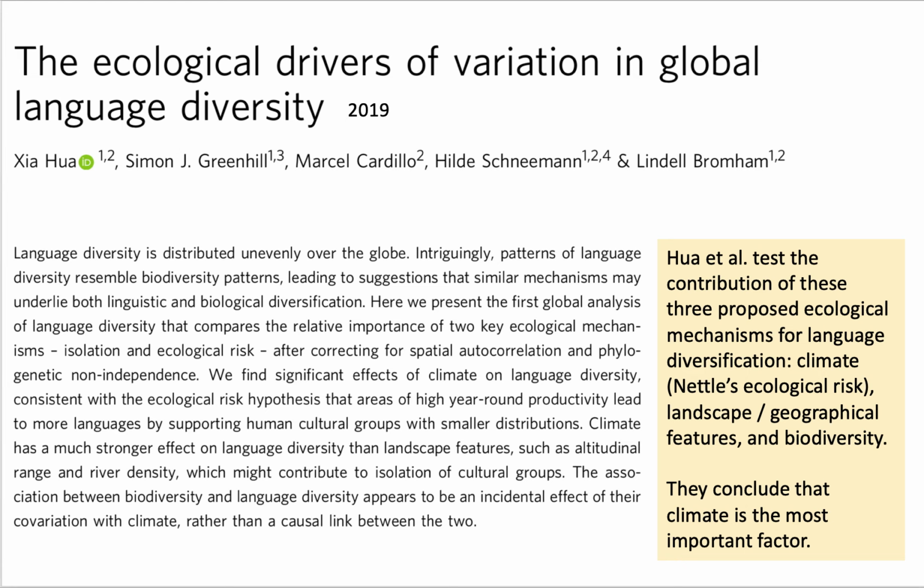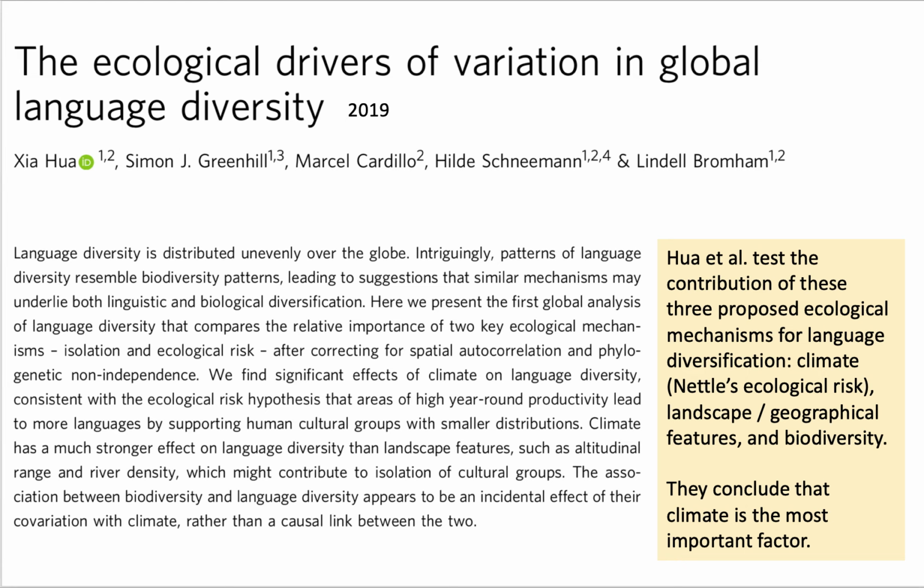They've also looked at geographical features such as mountains and rivers, and also at biodiversity. And this is a review paper by Hua et al., which was published 5 years ago now. They do a very large analysis looking at different perspectives and conclude that climate indeed is the most important factor.